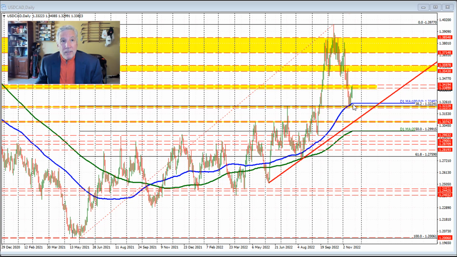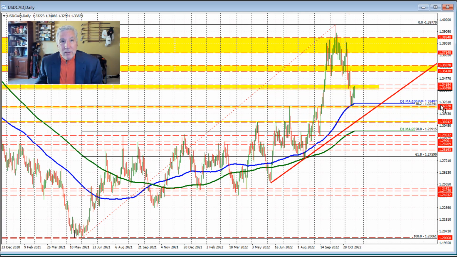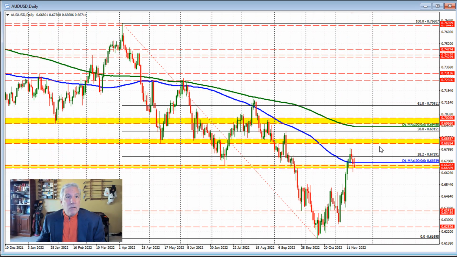But we need to get below the 100-day moving average. Need to get below the 38.2% retracement. Need to get below this level near the 132.07 on the downside. Get through 132 even, and that would increase the bearish bias for the dollar versus Canada. But right now we're trying to build higher and get above the 134-ish area and this swing area in that currency pair. Let's take a look at the Aussie versus US dollar next on the daily chart.